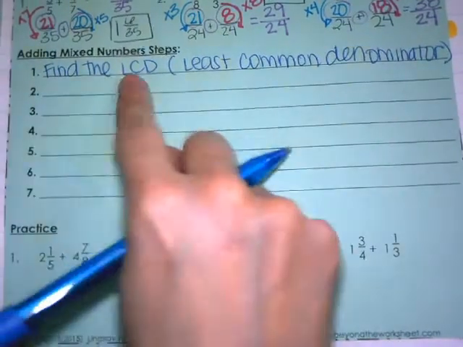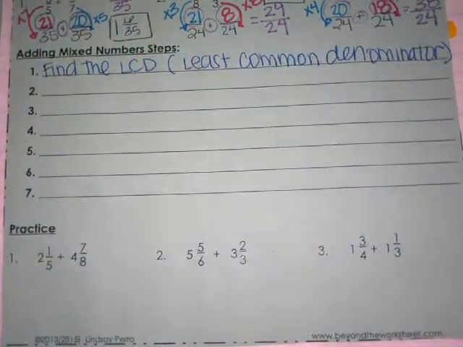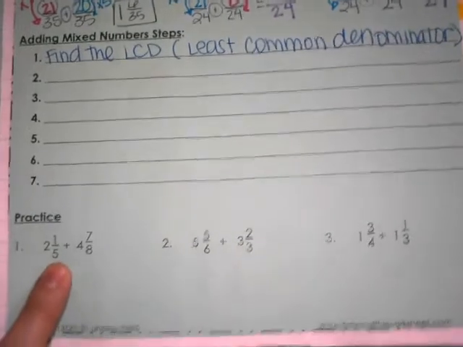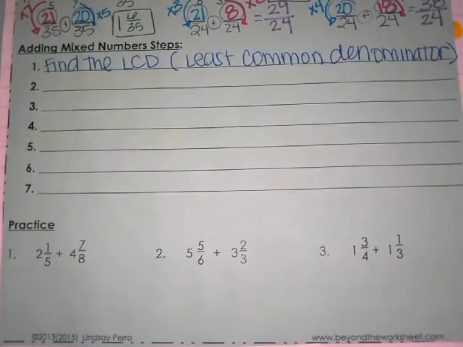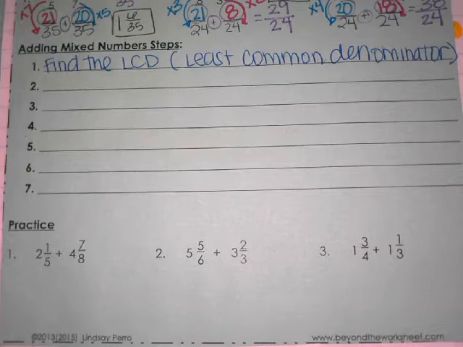Step one, find the LCD, that least common denominator. Let's do problem 1 while we're writing down our steps. So I have a 5 and an 8. Who can raise their hand and tell me what the least common denominator of 5 and 8 is? What is it, you guys? 40. 5 and 8, 40.